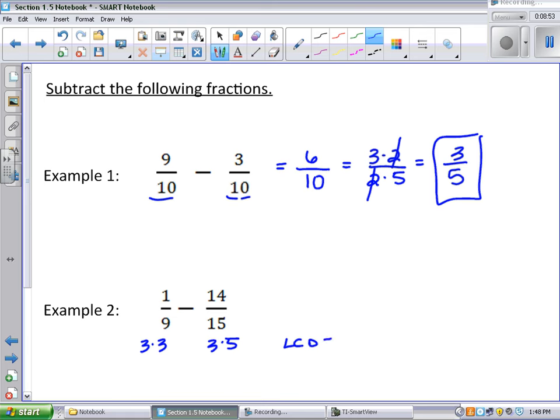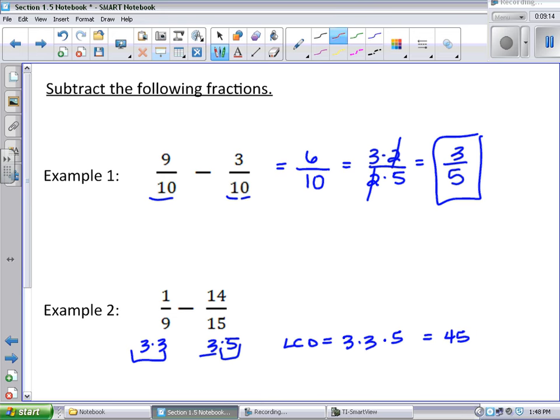Again, lowest common denominator. We have 2 3's. We need 2 factors of 3 in our denominator. We've already taken care of 3's. Now we need a 5. So our lowest common denominator, 3 times 3 is 9, times 5 is 45.